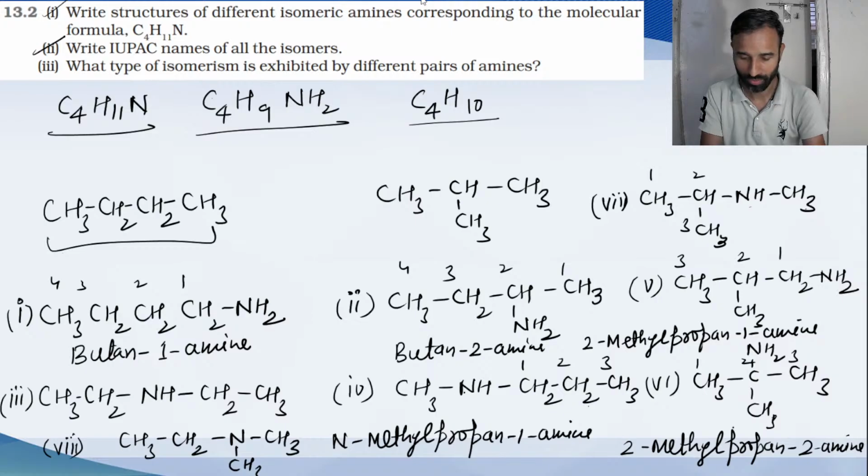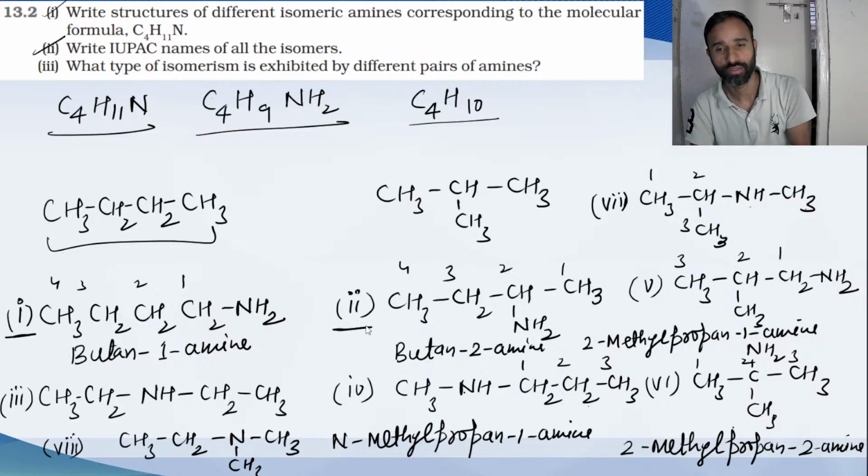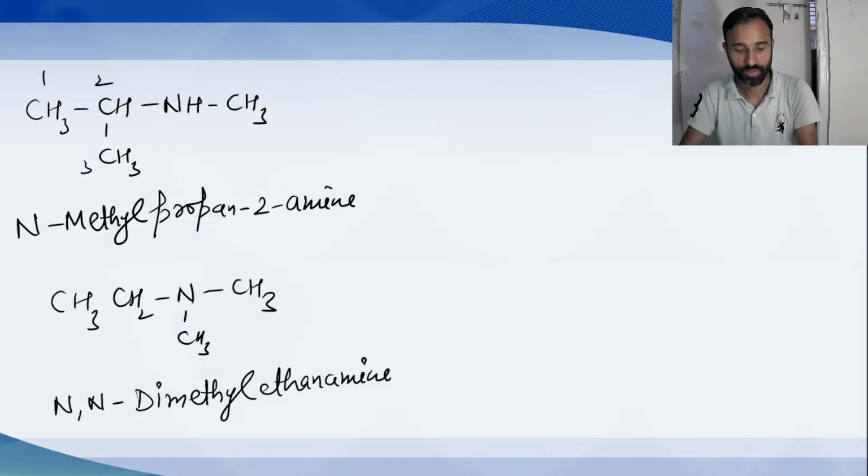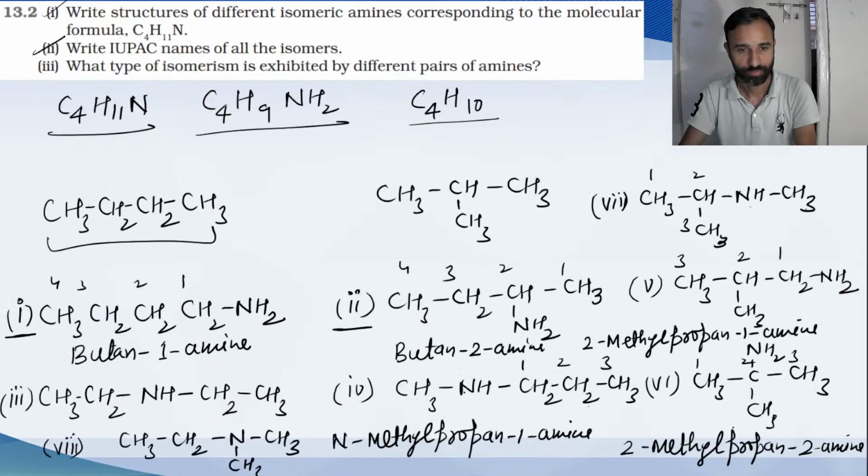Just see the isomerism exhibited by different pairs of amines. I give you one example: first and second, butane-1-amine, butane-2-amine, position isomers. 2-methylpropane-1-amine, 2-methylpropane-2-amine, again position isomers. Okay, and N-methylpropane-1-amine and N-methylpropane-2-amine, again position isomers, that is 7th and 8th.